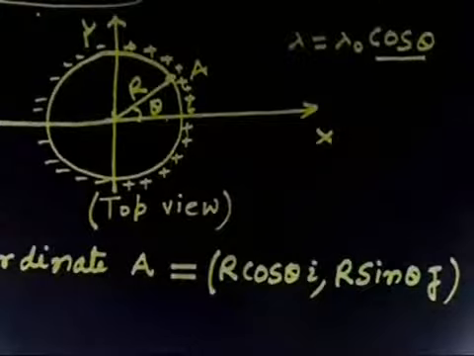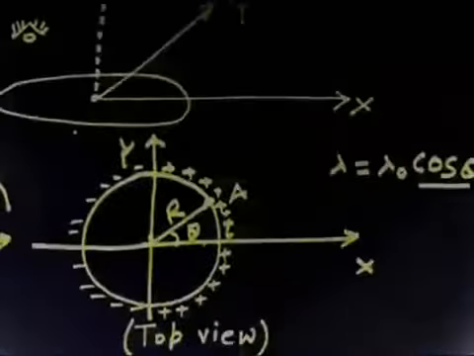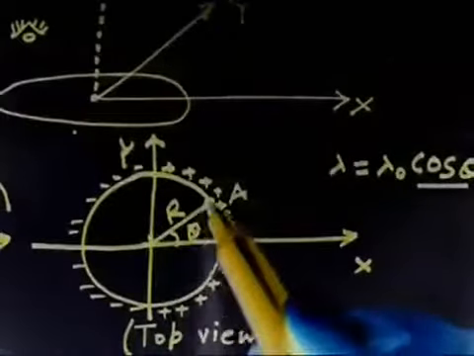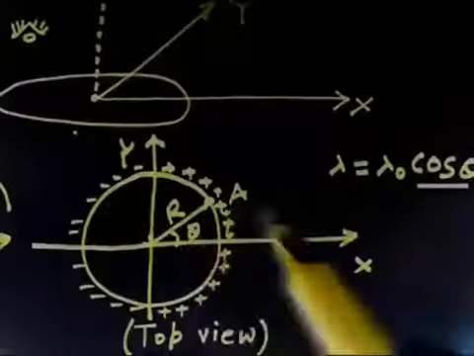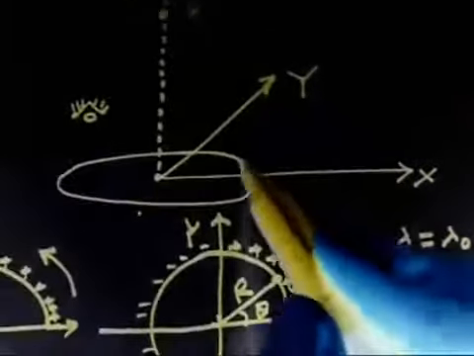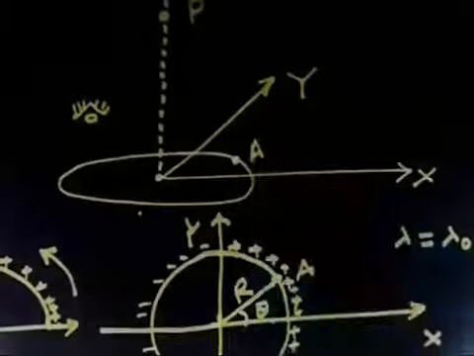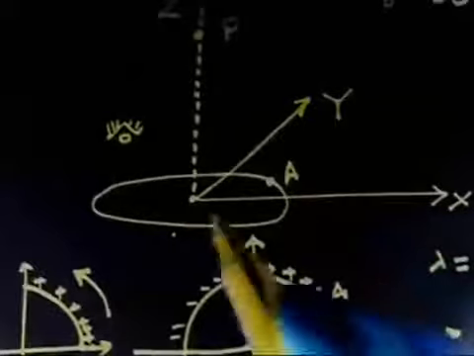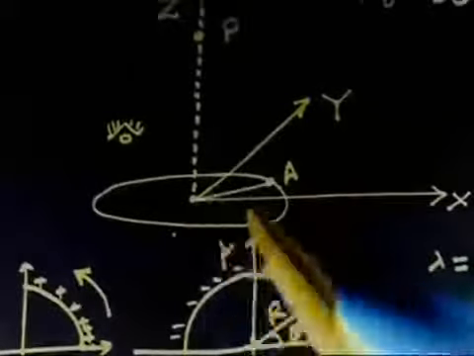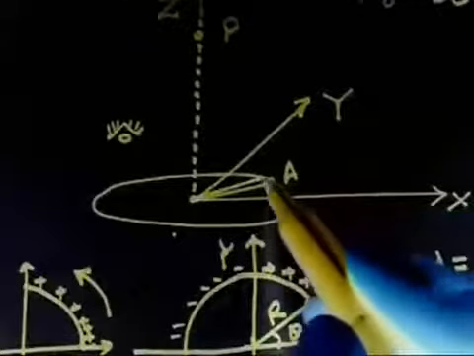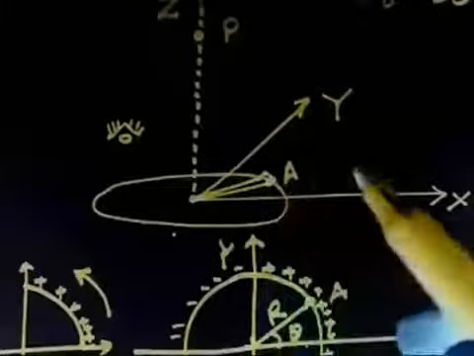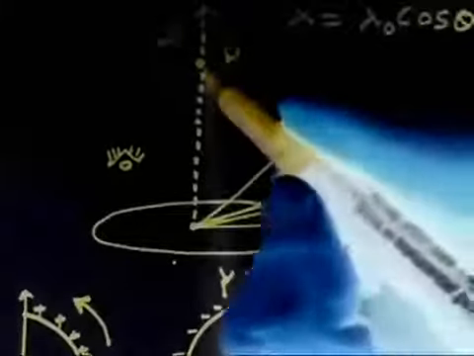Now what I have to do is consider a point at this point A, and then again consider a d theta. So this is my point A, and in this diagram I now consider a small angle d theta. Due to this there will be a small portion, and this portion will produce an electric field at P.